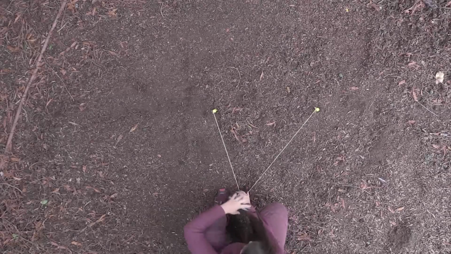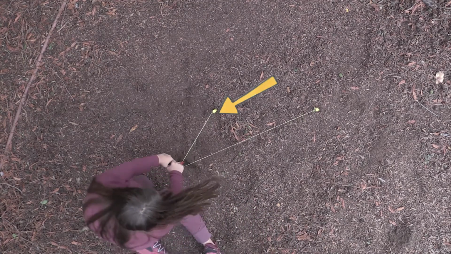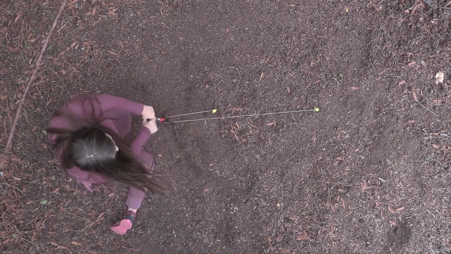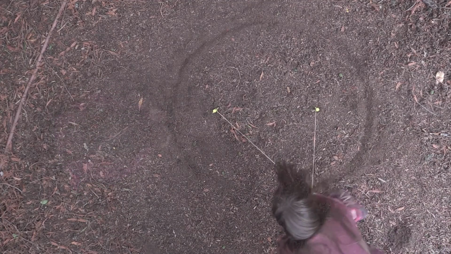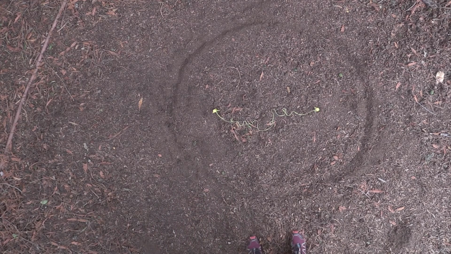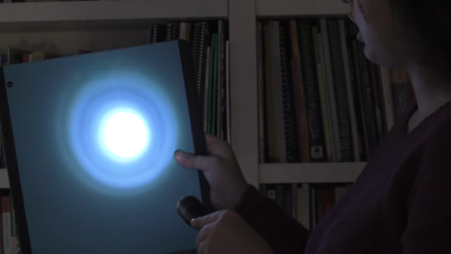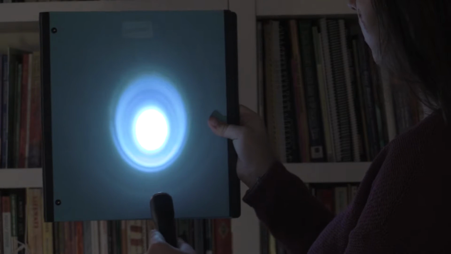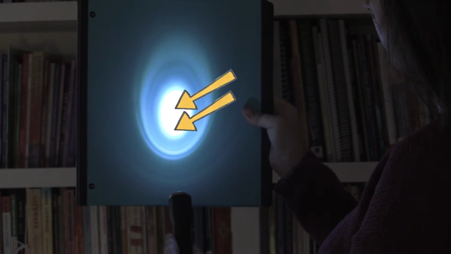Now when we take the two focus points and we move them slightly apart, and we take the sum of the focal radii again, we will find that it's more an ellipse. We can also show this using the binder and a flashlight by moving the focus points slightly apart. Oh look, it makes an ellipse.